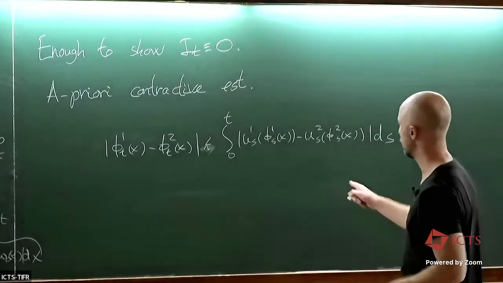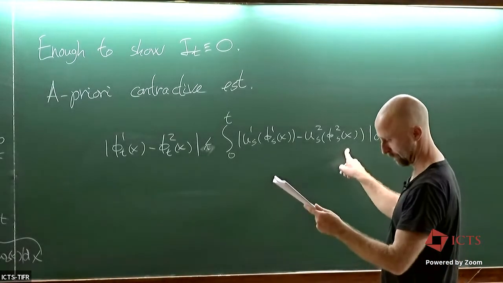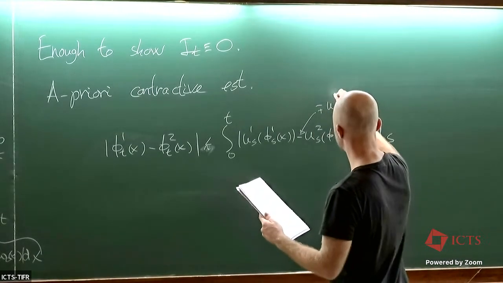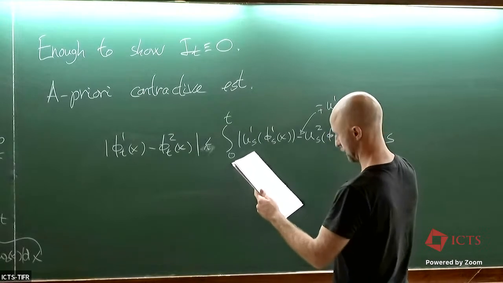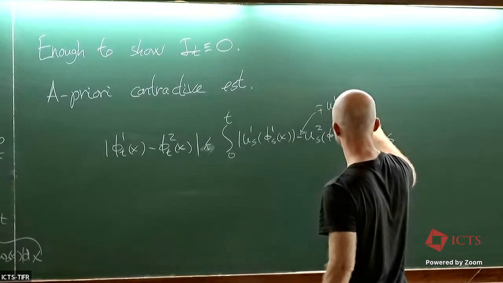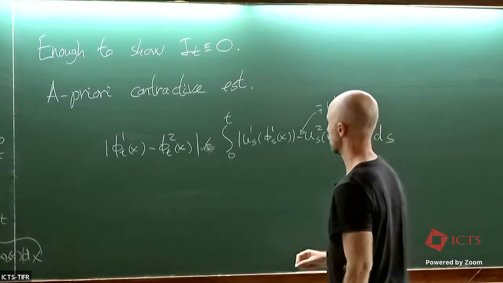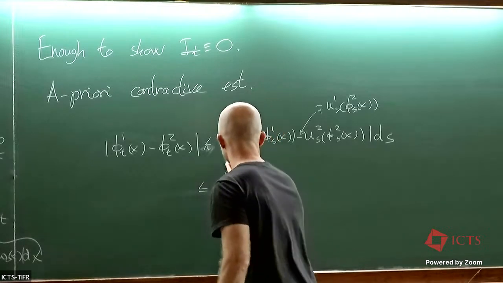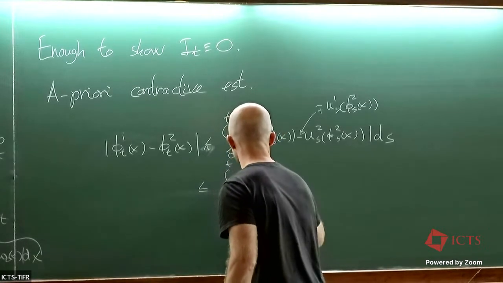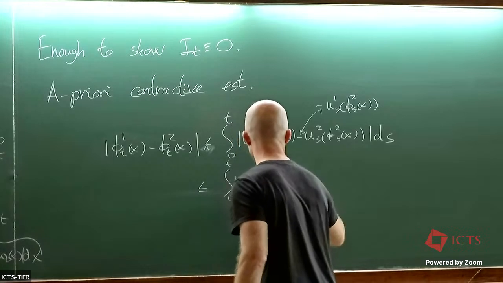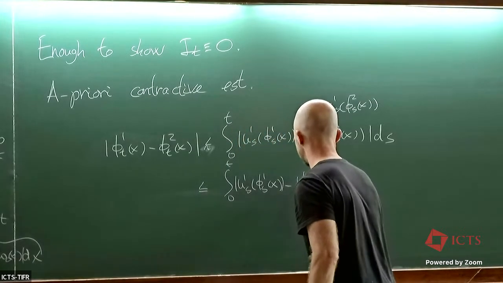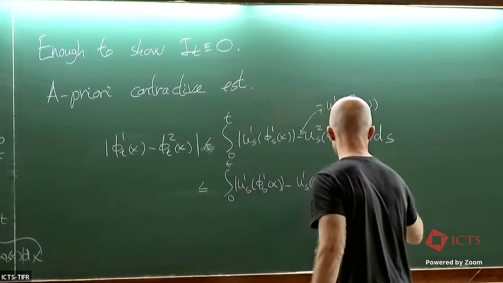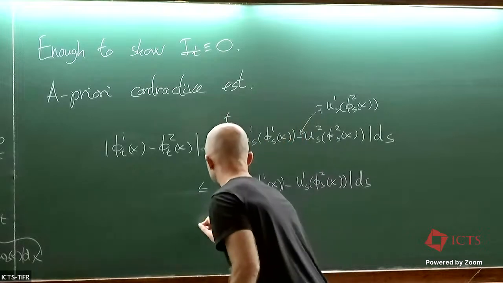And now in here, let us add and subtract. So here we subtract and add u1 s at phi 2 s, so that we get that this is bounded by u1 s at phi 1 s minus u1 s at phi 2 s, and then plus.